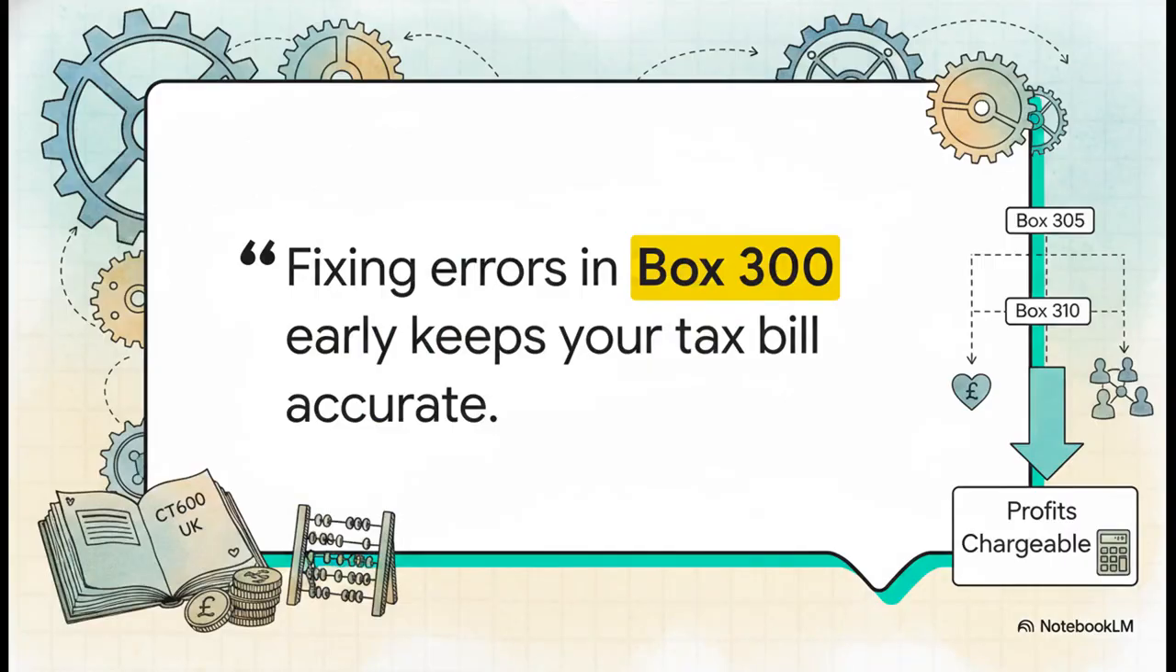Putting on my helpful accountant hat for a second, I cannot stress this enough. Take your time here. Box 300 is the ultimate anchor point of this form. We have to get that number absolutely perfect before deducting any qualifying donations in box 305 or group relief in box 310 to arrive at your chargeable profits.